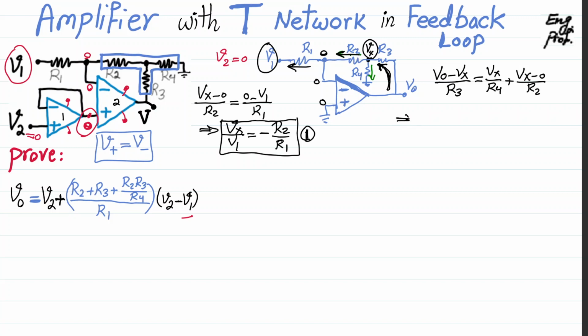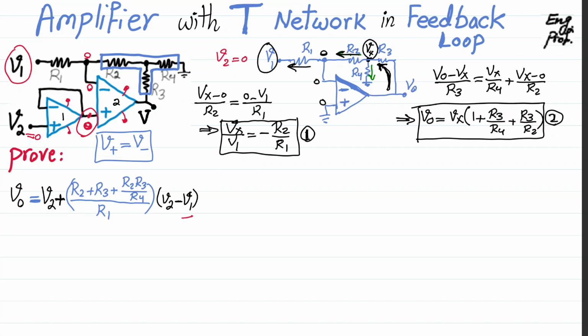Okay, so if we clean this up, we will see that Vout becomes just as simple as Vx times 1 plus R3 over R4 plus R3 over R2. Great. So we found Vout as a function of Vx as equation 2.